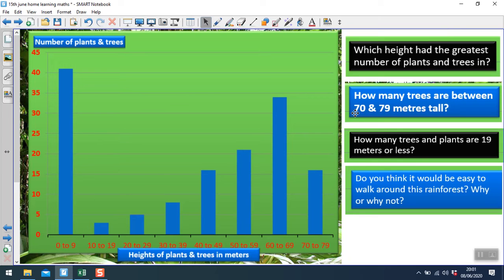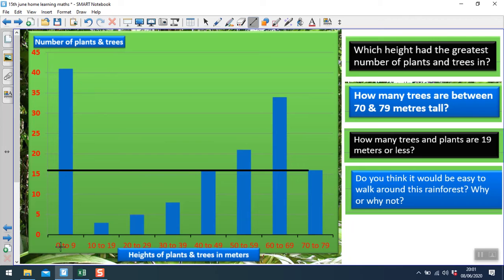How many trees are between 70 and 79 metres tall? So this is the 70 to 79 metres. How many trees were this tall? What I could do is draw a line across, or if you had a ruler and the graph in front of you, you could use a ruler. So 16 trees.